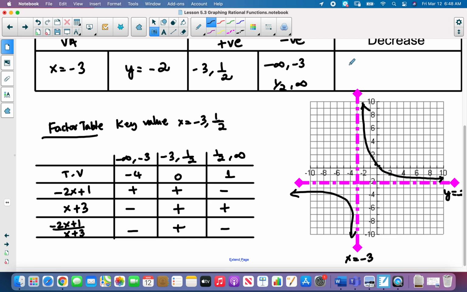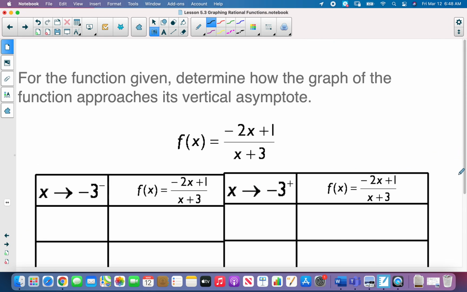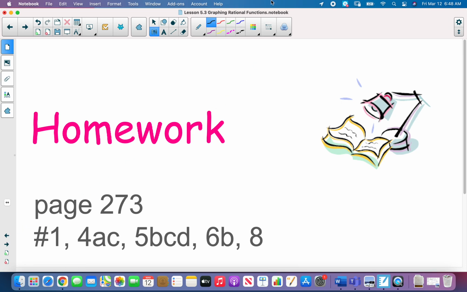You can see the function is decreasing from negative infinity to negative 3, and then from negative 3 to positive infinity. So it's only decreasing in both the intervals. Now, we've already finished this factor table. We can now practice on some questions.